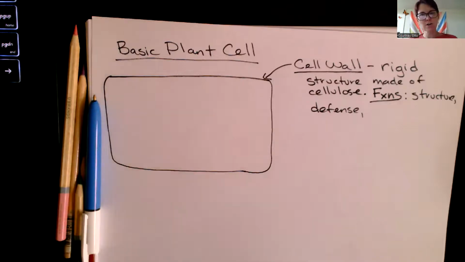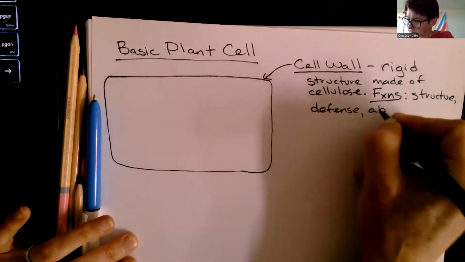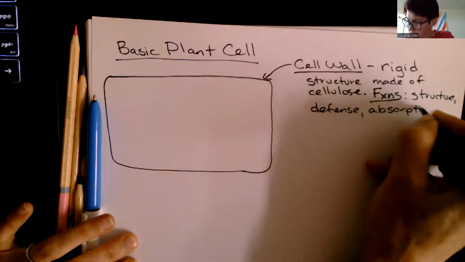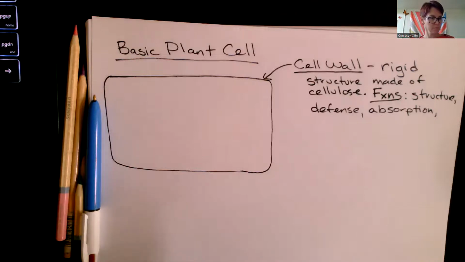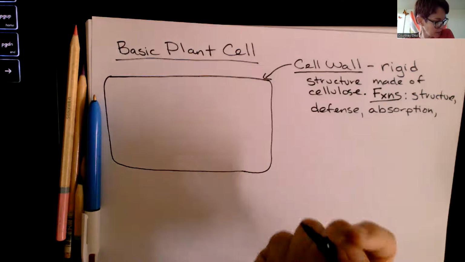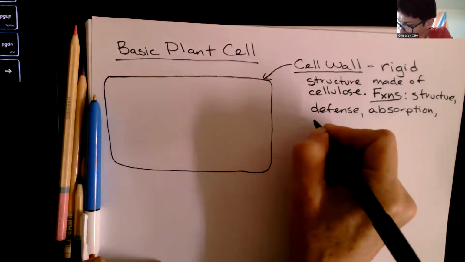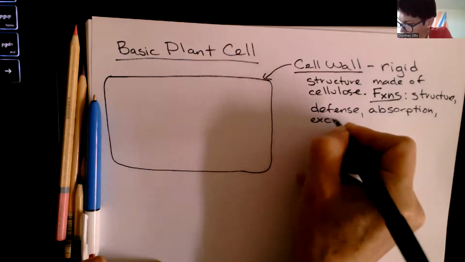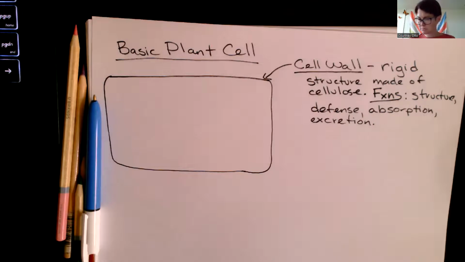Cell walls, since they're outside, are also going to be really important in what can enter or exit a cell, right? So also involved with what can get absorbed by a cell, and also what can leave that cell. So what can get really excreted by the cell. So that's the outside. Let's move one layer.